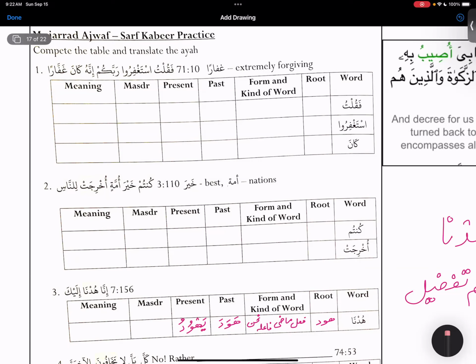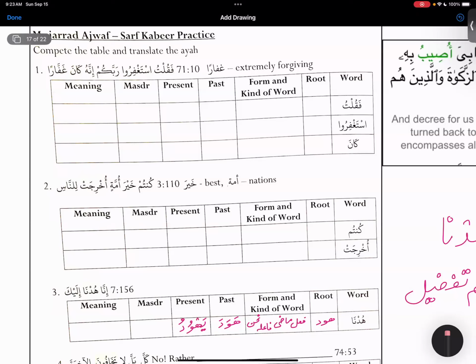Khair, shar. It doesn't look like the afdalu pattern, ahsanu pattern, akbaru pattern. It doesn't look like it, but it is ism tafdil. Khairun, sharrun, even though they do not match afdalu, akbaru, aswaru, they are ism tafdil. So how are we going to translate khaira ummatin? Best ummah, best of the nation. So now khaira is ism tafdil. It could be comparative or superlative.